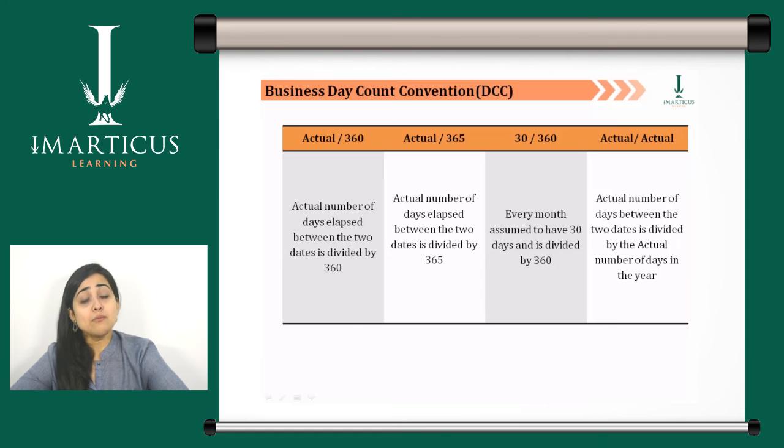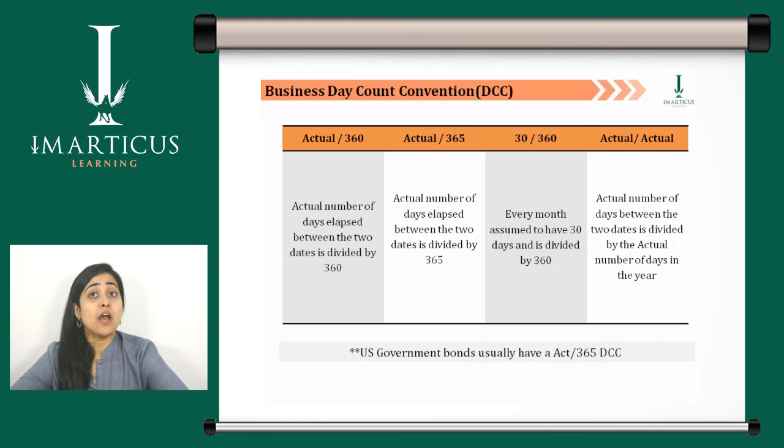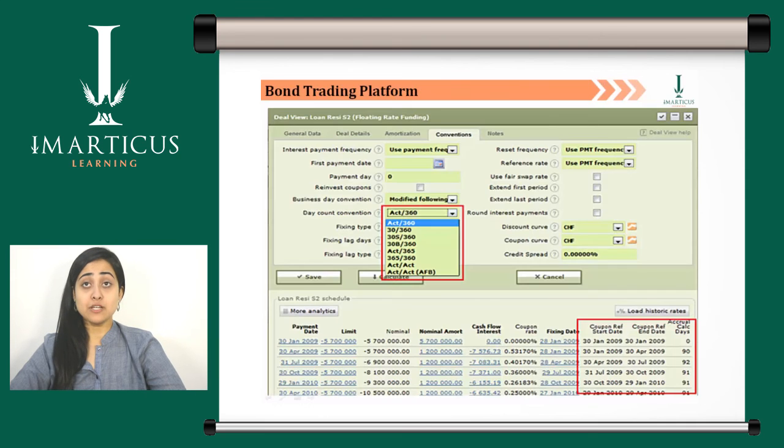Lastly, we have actual by actual DCC. An actual by actual DCC convention uses the actual number of days in a month and a year for a given interest period. US government bonds usually have the actual 365 day count convention. Also, we can now use DCC to calculate accrued interest. This is a screenshot of a typical bond trading platform. The DCC is an important parameter that needs to be captured while booking the trade. It enables you to calculate the accrued interest and gives us the dirty price of a bond.